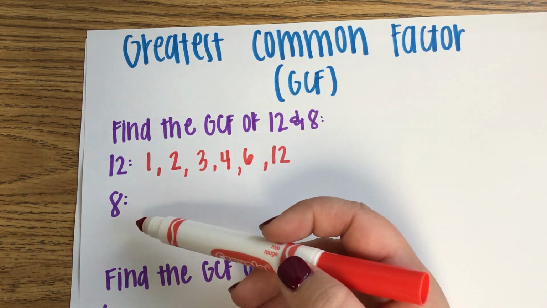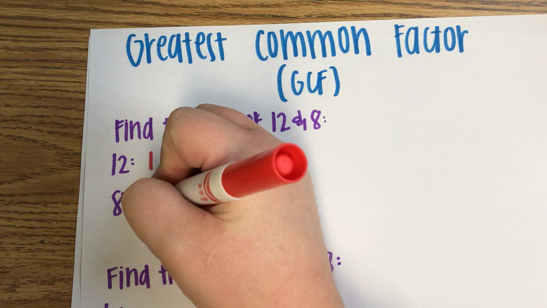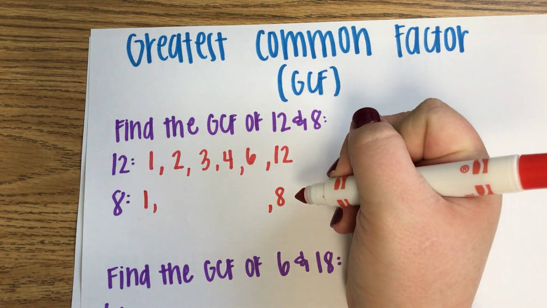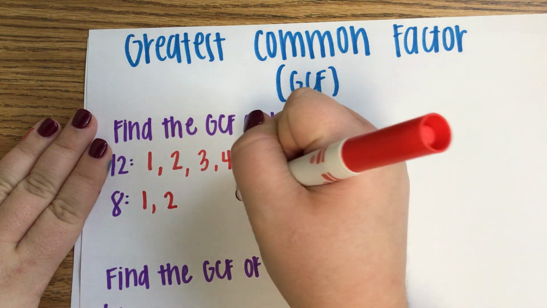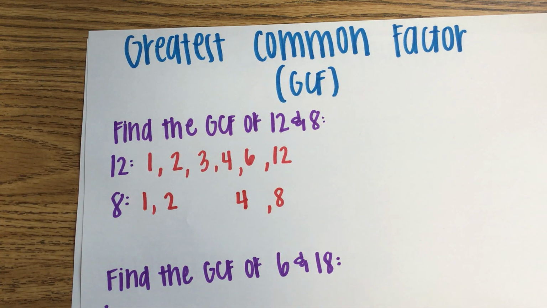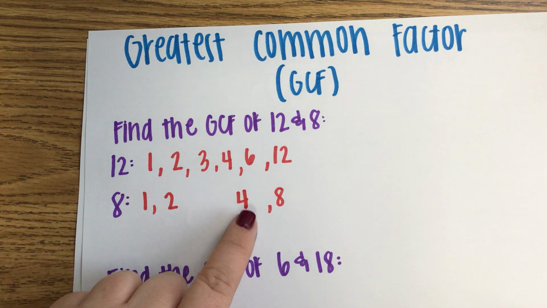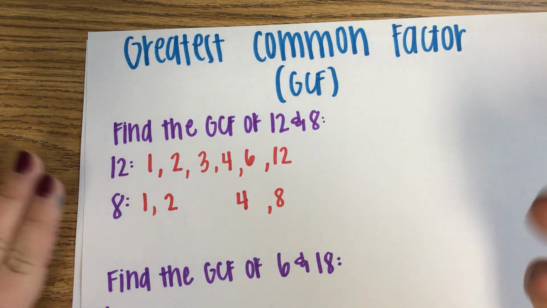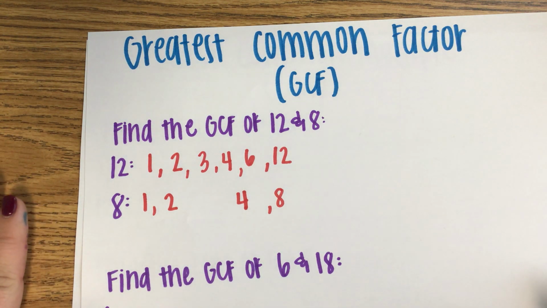So let's go down to 8. Again, I always start with 1 and 8, and I think to myself, okay, 2. 2 times 4 gives me 8, and then 3 cannot go in. 4, oh, I'm back to my 4. 4 times 2 gives me 8. 5 I can't do, 6 I can't do, 7 I can't do, so 8 I can't do. So these are my factors for 8: 1, 2, 4, and 8.